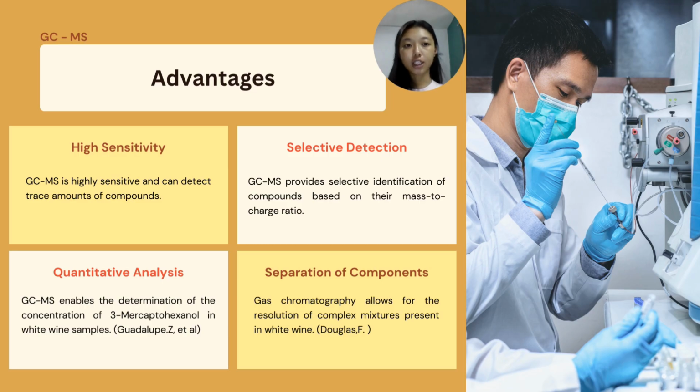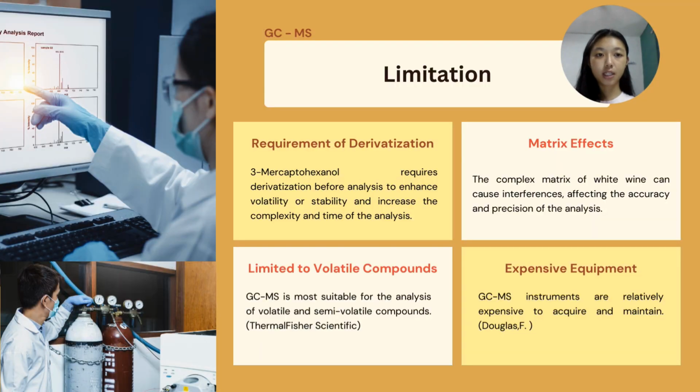There are a few advantages in GCMS since it is highly sensitive and can detect trace amounts of compounds, making it suitable for analyzing the low concentration of 3-methylhexanol in white wine. Next, it also provides selective identification of compounds based on their mass to charge ratio, allowing for the specific identification of the analyte among other components. Other than that, the quantitative analysis of GCMS enables the determination of the concentration of the analyte as well. It also separates the different compounds in a sample, allowing for the resolution of complex mixtures present in the white wine. Next, we'll move on to the limitations of GCMS.